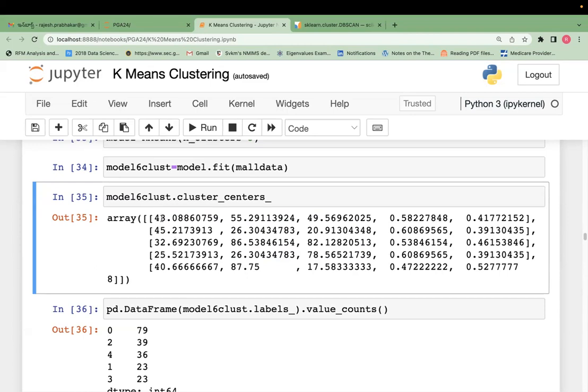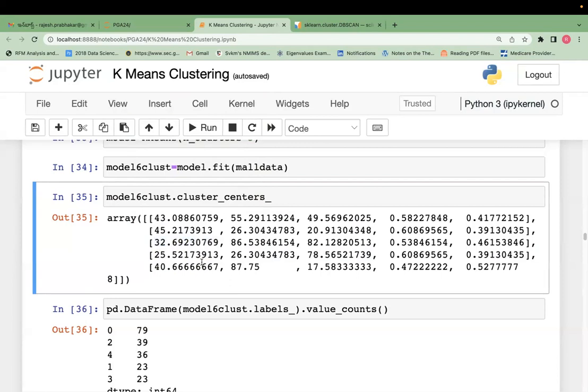These two high spending clusters, what is it? The average age is 32. Middle-aged customers are high spending. Above middle-aged customers are not high spending, right? And young customers are taking risk. The average age is 25. Young customers are taking too much, so you can add age also.